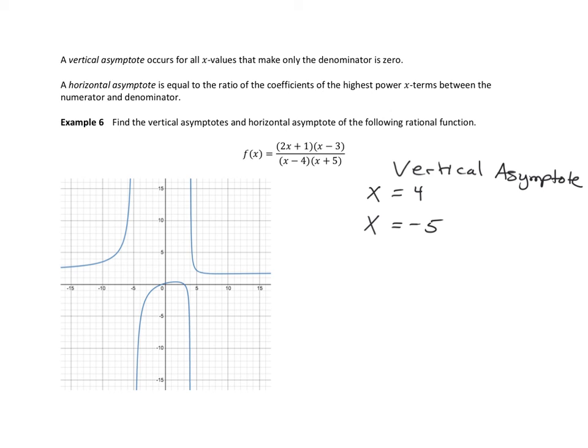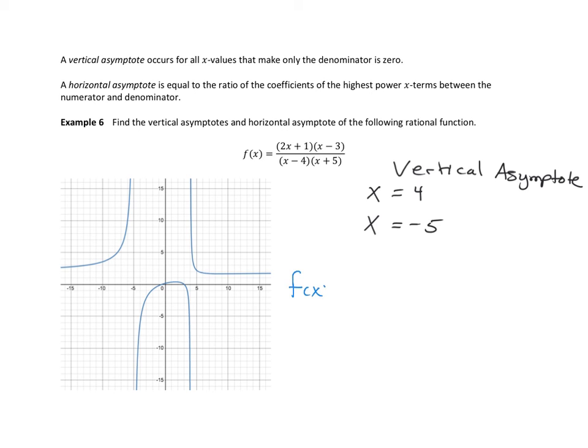Now what about the horizontal asymptote of this function? What's that equal to? This one's a little bit harder to see by looking at this graph. Here I state that a horizontal asymptote is equal to the ratio of the coefficients of the highest powered x terms between the numerator and the denominator. And here it's really hard to see what that is because things aren't multiplied out. What I'm going to do is distribute into the numerator and the denominator and see what this function becomes.